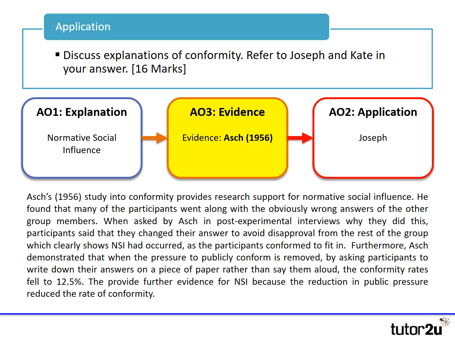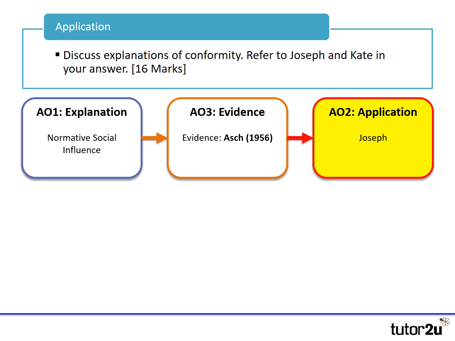Asch's study provides research support for normative social influence. He found that many participants went along with the wrong answer from the other group members. When asked by Asch in the interviews, they said they did this because they wanted to avoid disapproval from the rest of the group, which clearly shows normative social influence had occurred. They conformed to fit in. I'm not going to critique Asch now. I'm going to explain how it applies to, in this case, Joseph.